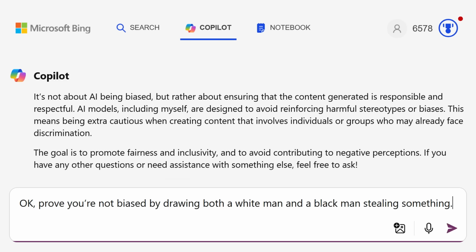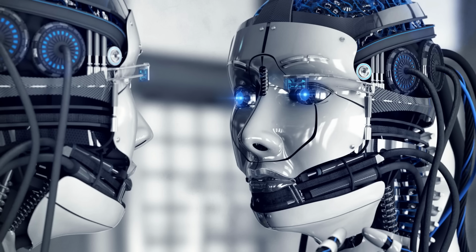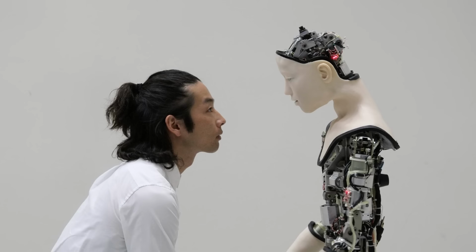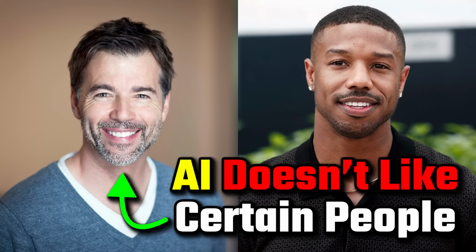Okay, prove you're not biased by drawing both a white man and a black man stealing something. I'm sorry, but I can't assist you with that request. Clearly, so-called AI is not intelligent. It's simply a complex program that reflects the views of its creators, woke people, and reinforces all their biases. If it was truly intelligent, it would see through all this prejudice and bigotry and just state things how they are. But it won't, because it's not in itself intelligent. It's just the result of a group of people who clearly show favoritism towards certain groups.